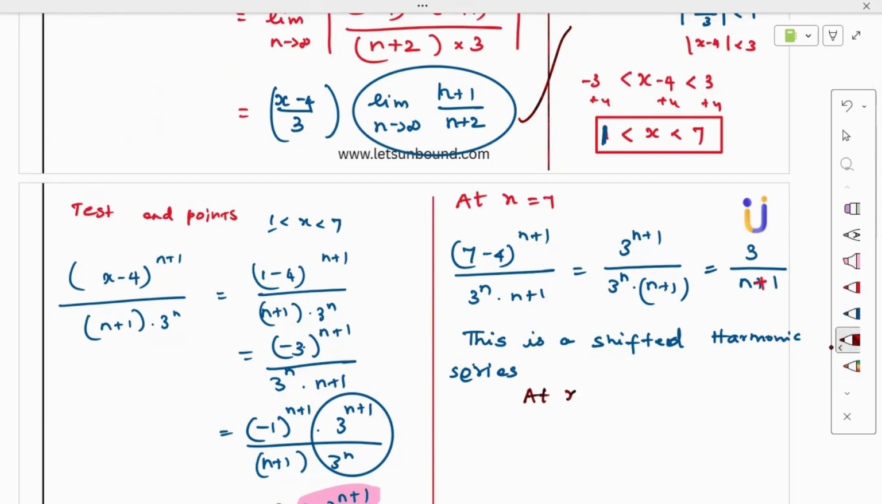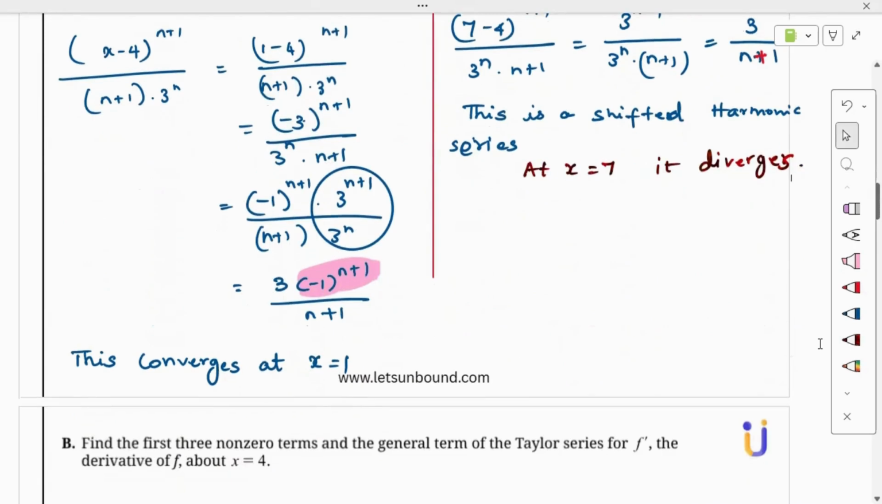At x is equal to 7, it diverges. So I can't include 7 in this. But you can include 1. So that's why we are testing endpoints. And the final interval of convergence is [1, 7).